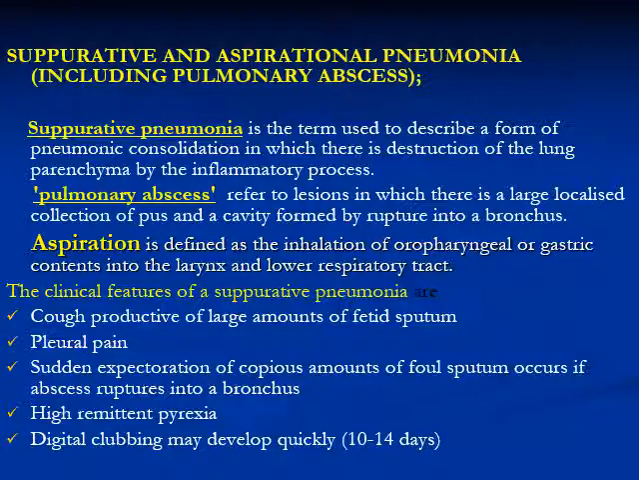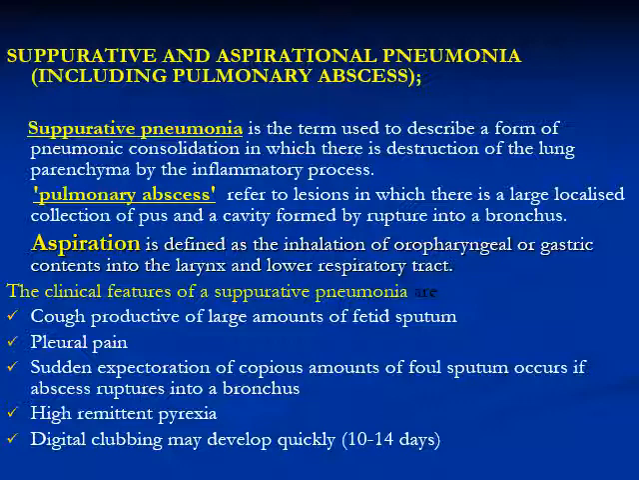The other type of pneumonia is suppurative pneumonia, aspiration pneumonia, and including lung abscess, or pulmonary abscess. Suppurative pneumonia, from its name, the patient develops consolidation with pus collection. Suppurative pneumonia is a term used to describe a form of pneumonic consolidation in which there is destruction of the lung parenchyma by the inflammatory process, and multiple abscesses develop.